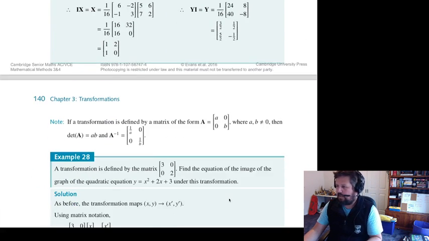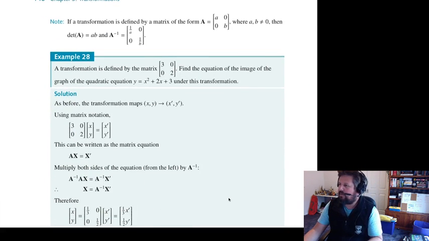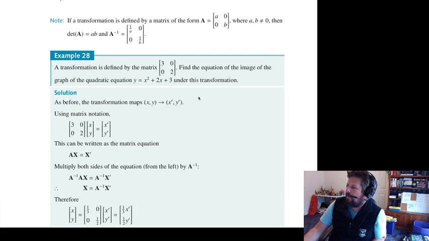Cool. Alrighty, there's a note. It says here, if a transformation is defined by a matrix A in this form, notice here we've got some values in the diagonal, a and b, and the rest are all zeros. If these values a and b are not equal to 0, then you can quickly work out the determinant. It's just going to be a multiplied by b. You don't have to worry about those.